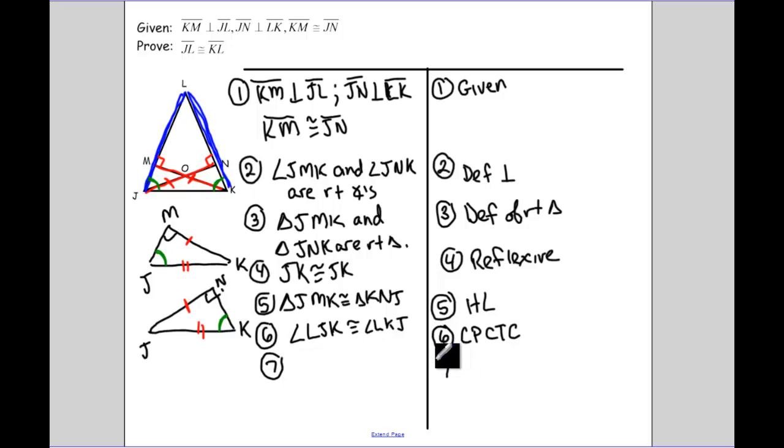Then, since I have base angles equal, to get these sides equal, JL congruent to KL. Okay, when I go angles to sides, that's the converse of the isosceles triangle theorem. Okay, so key things in that proof. I pulled out the overlapping triangles. That was really helpful to me. I marked up my diagram. I thought about where I was going before I started on my proof.